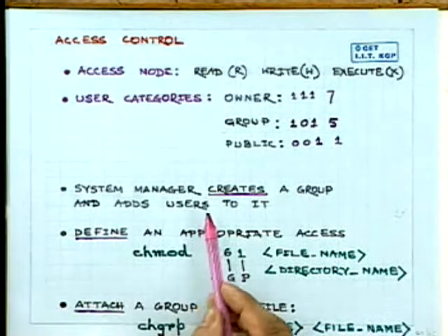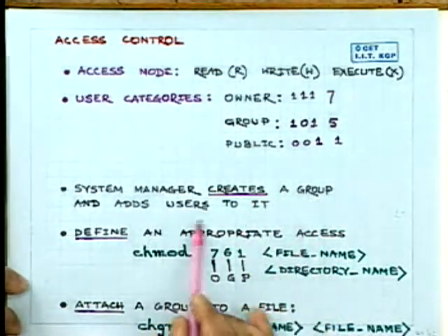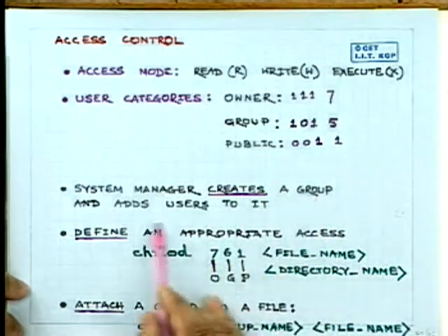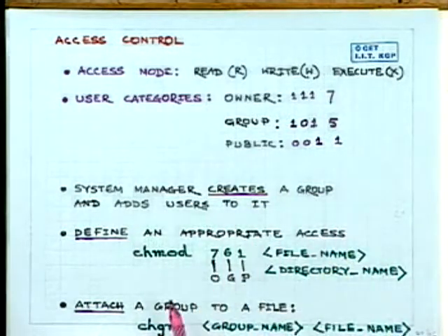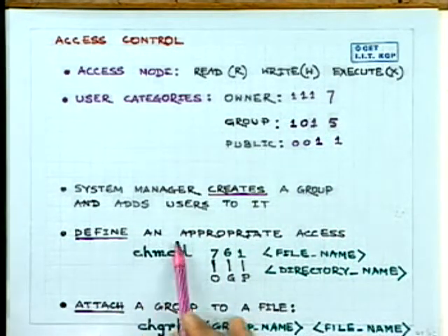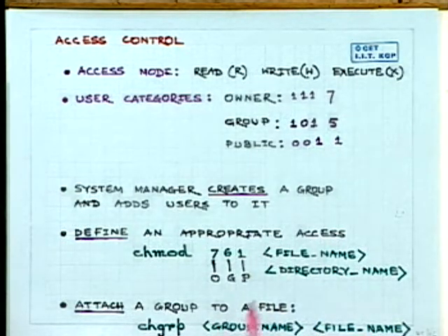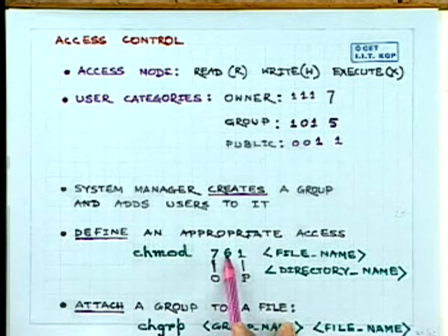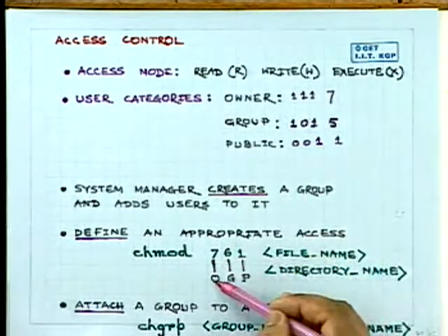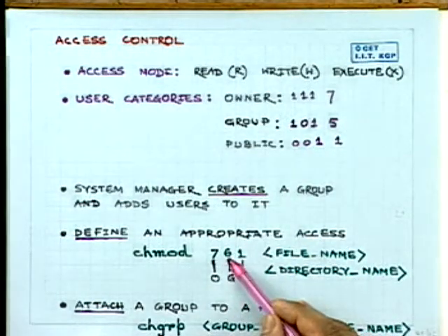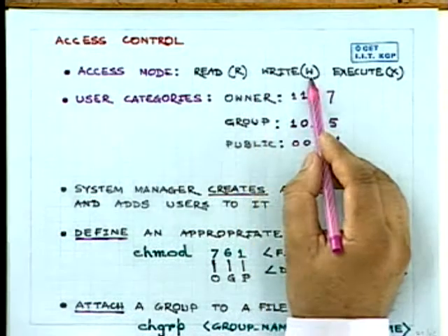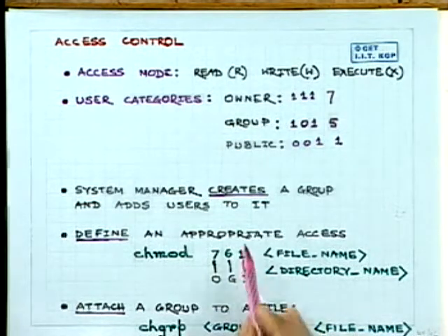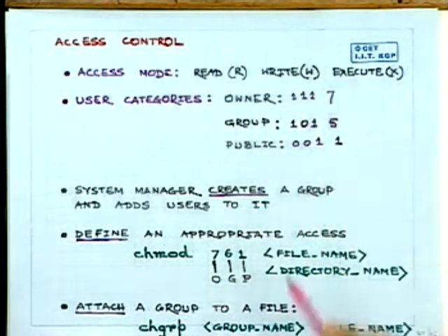Now, the system manager creates a group and adds users to it, naturally on the request of the owner, and then one can define an appropriate access. For example, for a particular file name, in the case of Unix, with the chmod command, if you say 761, 7 is for the owner. Here group is 6, which means he can read, he can write possibly, but he cannot execute. And 1 means for the public that you can execute only.